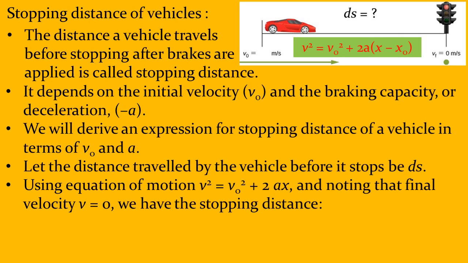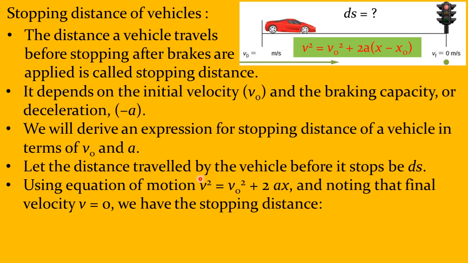I'm only worried about the distance. So which equation do I use? I use the equation v square is equal to v naught square plus 2ax. Correct? And note that the final velocity is 0.